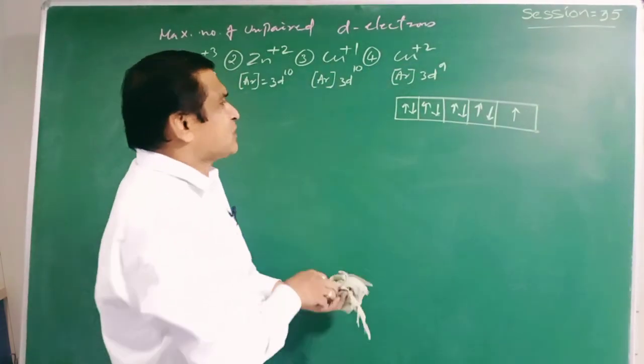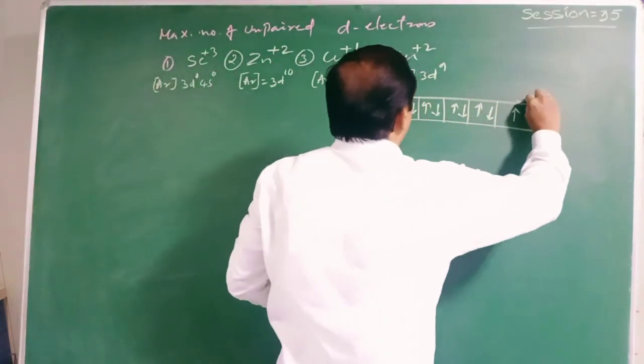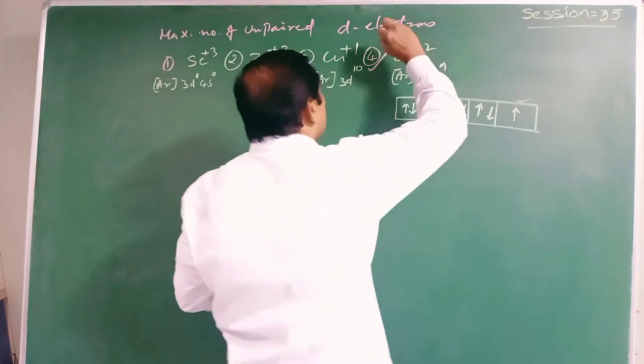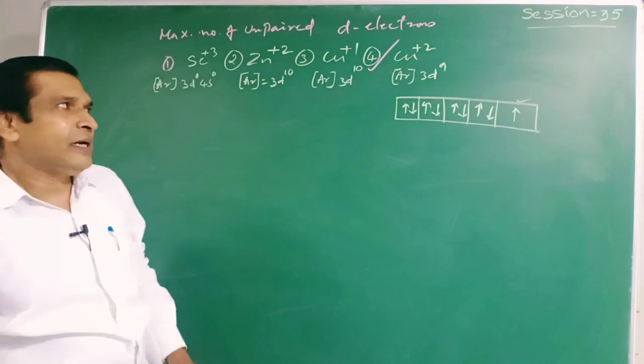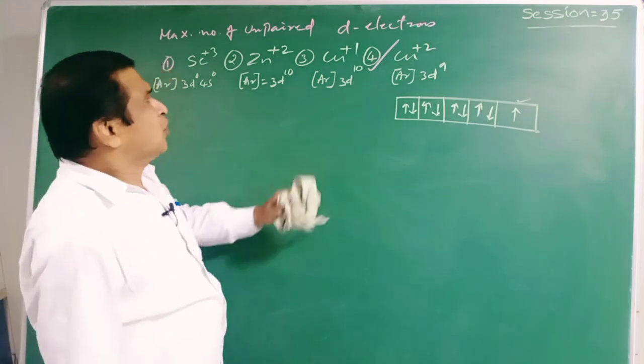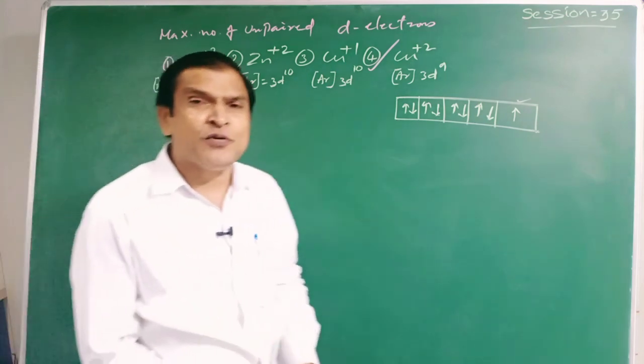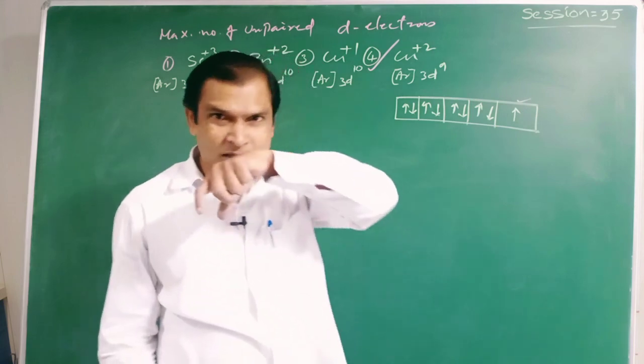Yes, it has one unpaired electron. So this will be the answer for us. Copper plus 2 has one unpaired electron. Okay, this is part of the revision for the weekend examination practice.